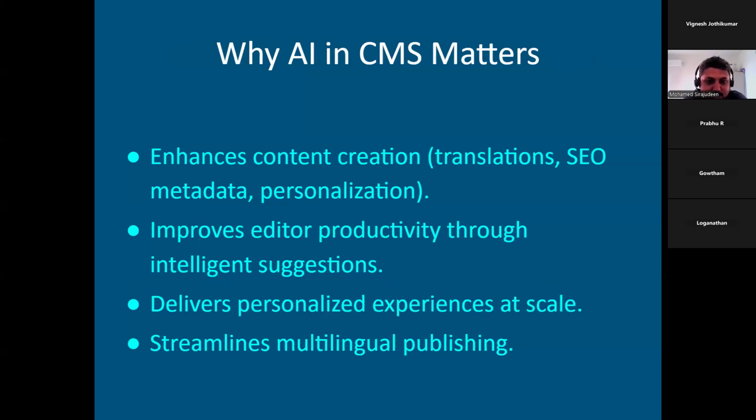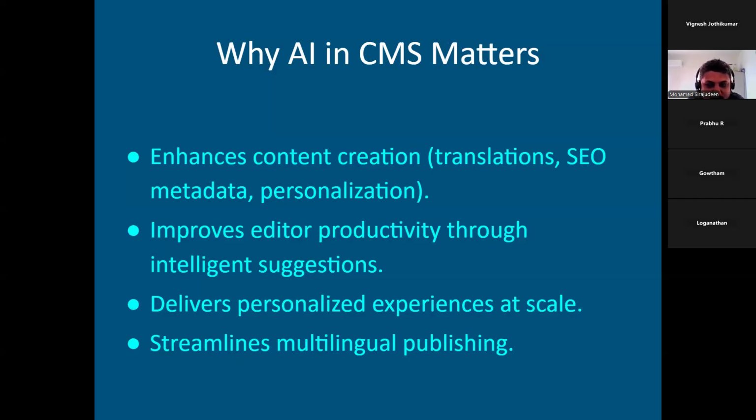The next topic is very important: why is AI important in the CMS? We know the CMS, where we manage the content in the system. We can enhance content creation, and translations can be done. SEO metadata is very important for the site and its visibility, so AI will give some SEO keywords and some personalization as well, like a personalized banner or a personalized marketing campaign. We can do these kinds of things.